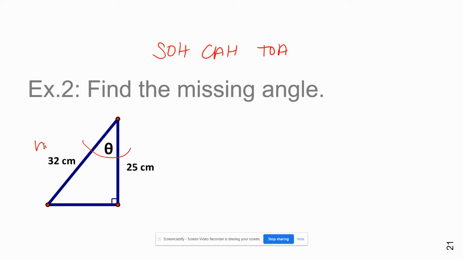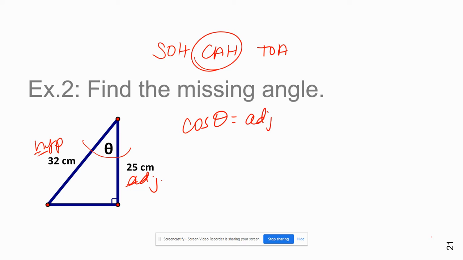Well, I know that this one is my hypotenuse because the hypotenuse is always across from the 90 degrees. And the 25 is going to be my adjacent because it's directly touching my angle and it's right next to the angle here. So now I look at SOHCAHTOA and I need the acronym that uses an A and an H. So I'm looking and I notice that cosine of theta uses adjacent over hypotenuse. Always remember that the first letter that you have there is always your numerator and the last letter is the denominator.